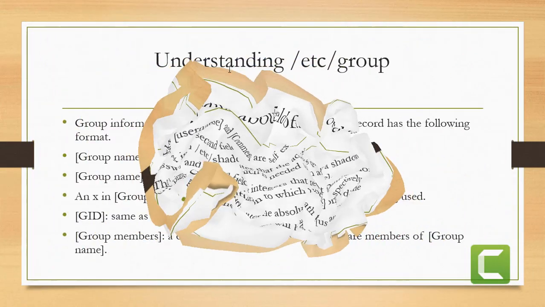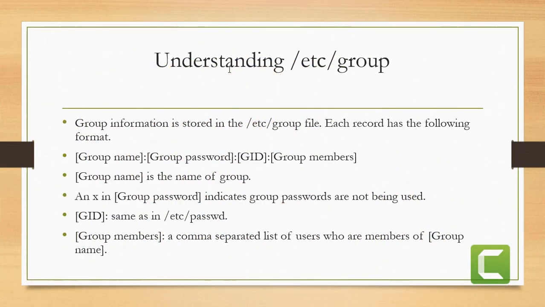Okay, now go next. Understanding the /etc/group file. That's also very important. The group information is stored in the /etc/group file. Each record has the following format: group name, group password, GID, and group members. Group name is the name of the group, and x is the group password, which indicates group passwords are not being used. The GID is the same as in /etc/passwd. And group members is a comma separated list of users who are members of the group.